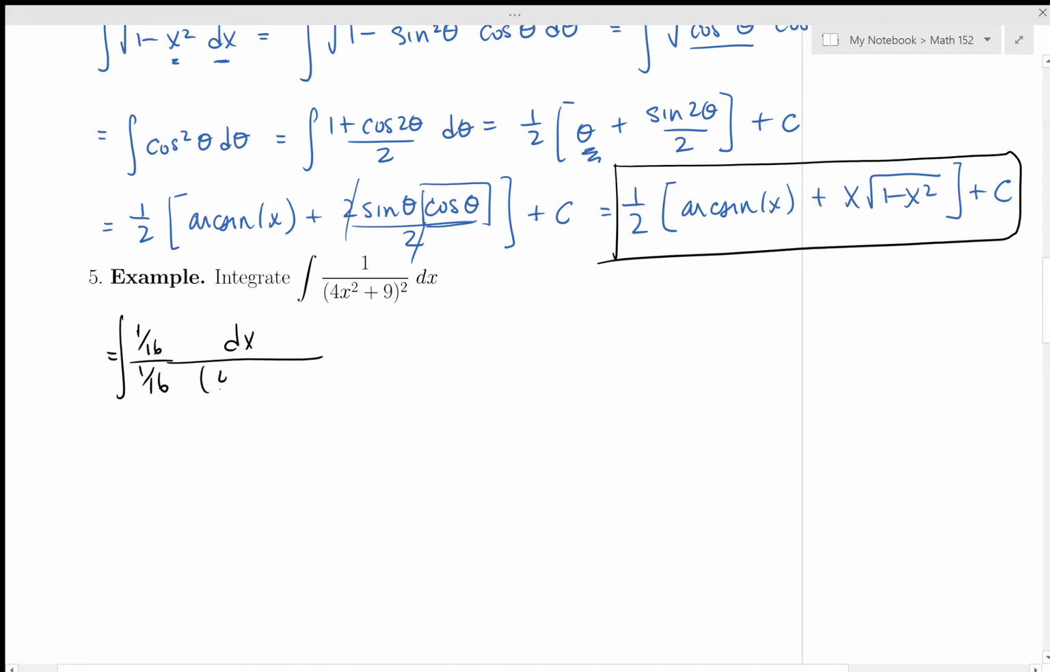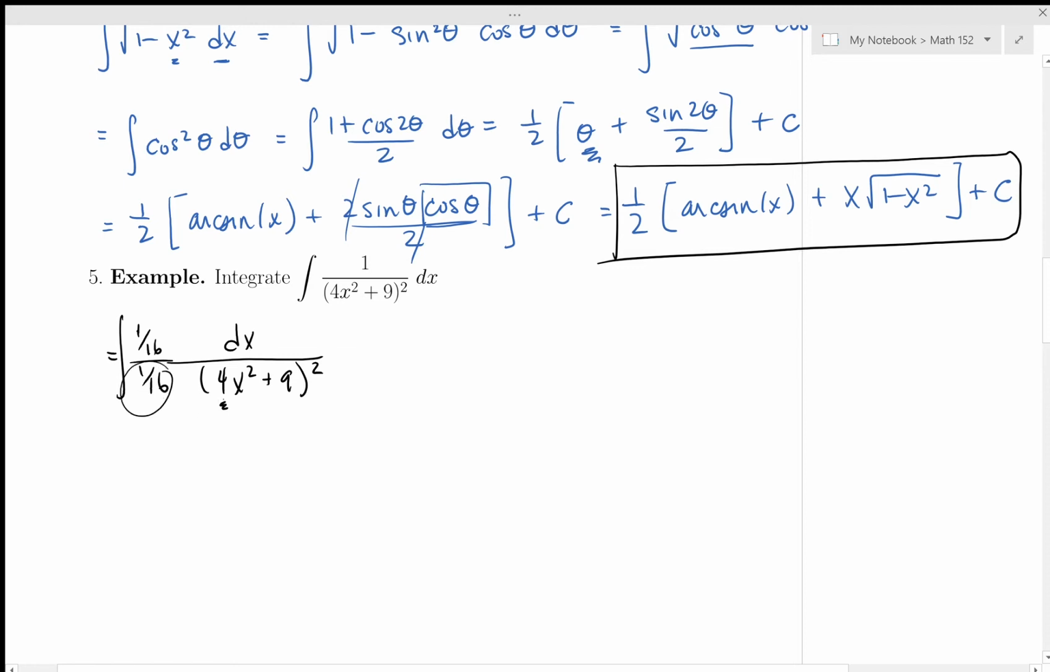And that is 4x squared plus 9 all squared. The reason for it is because I want a 1 here. I want it to be x squared plus a squared so that I can see what type of substitution I should make. Okay, and if I multiply top and bottom by 1, I don't change anything. And then now that allows me to put this 1/16 in the denominator.